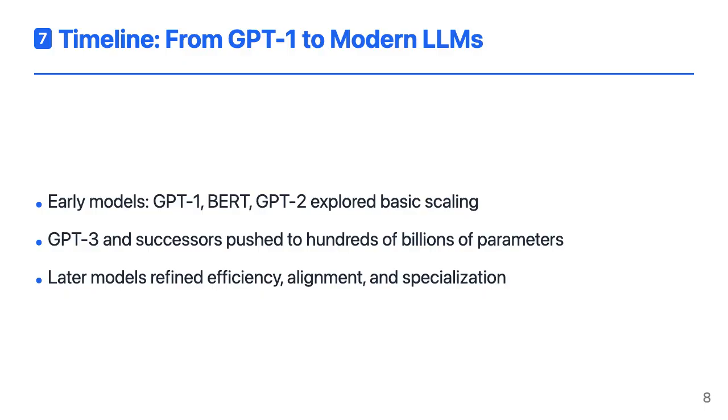The first wave of large language models like GPT-1, BERT, and GPT-2 showed that transformers could handle a wide range of language tasks with simple pre-training objectives. GPT-3 then dramatically increased scale, demonstrating impressive few-shot and zero-shot abilities. After that, the focus shifted from just getting bigger to getting smarter and more efficient. Better data, better training recipes, and more specialized architectures.